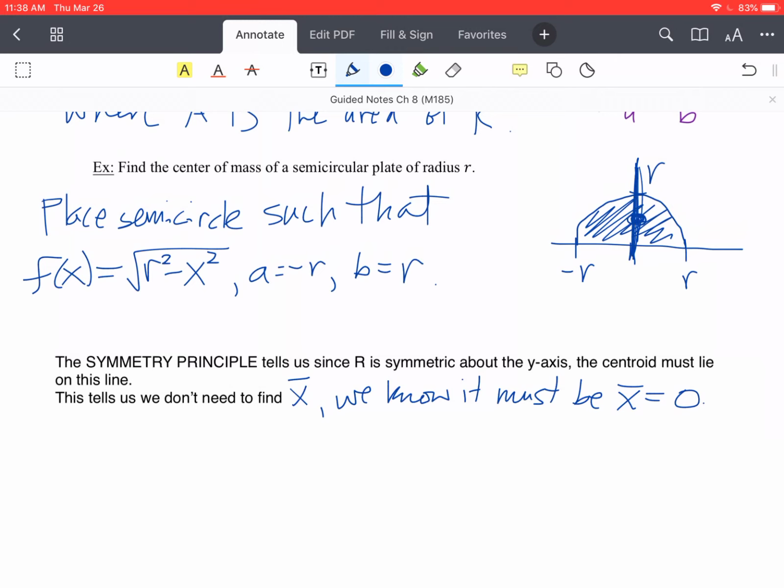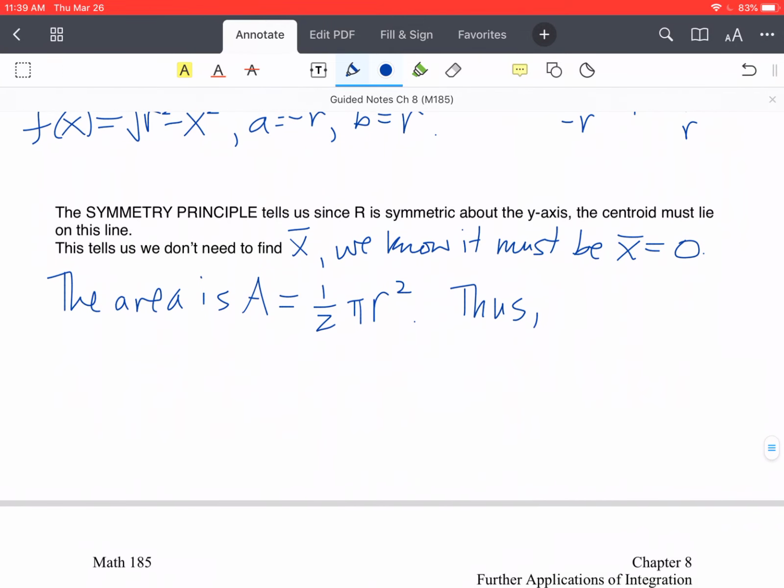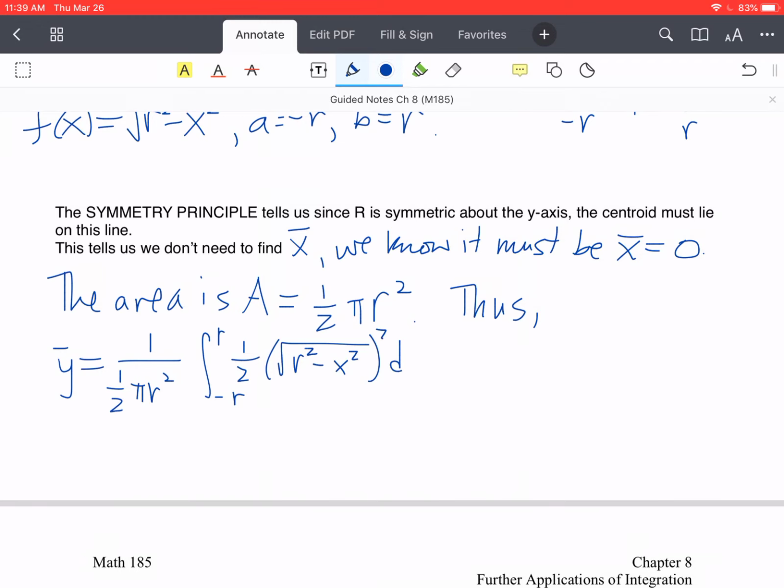So to find y bar, we need A, our area A. The area of the semicircle, right, it would be just half the area of a circle. So it's 1/2 pi r squared. Okay. So thus, let's go ahead and find y bar. So y bar equals 1 over A, so 1 over 1/2 pi r squared, times the integral from negative r to r of 1/2 f of x squared, so that's the square root of r squared minus x squared, squared dx.